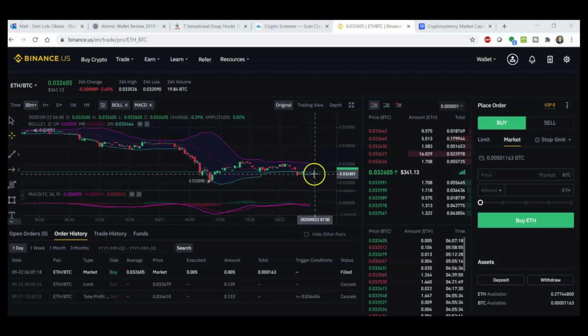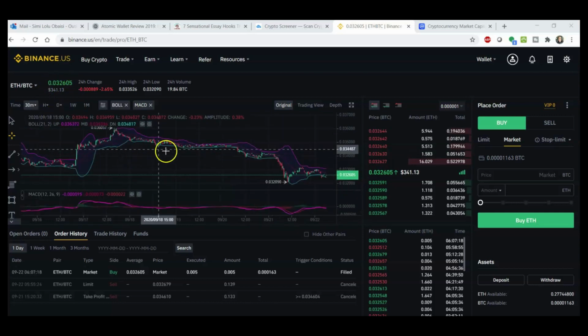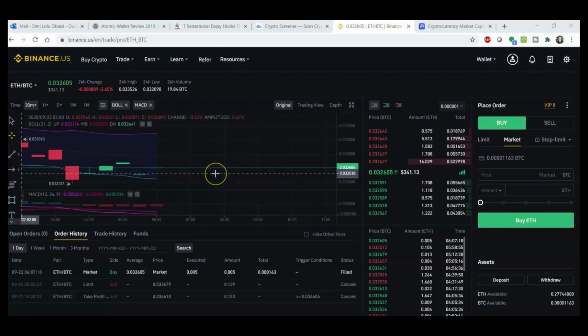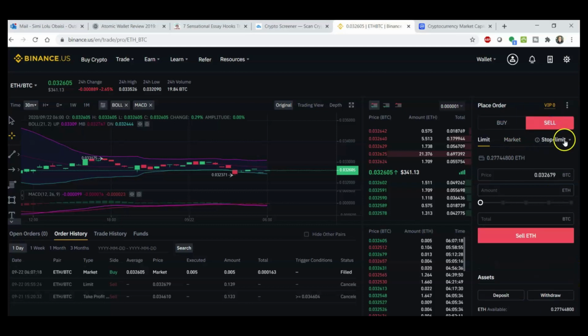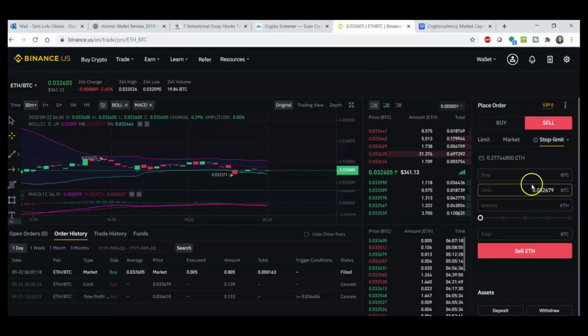Now I'm going to increase this chart so I can see what's going on better. I'm going to set my stop loss right here, where you see that arrow, 0.032371. That's where I'm going to set my stop loss. So I'm going to say sell stop limit.